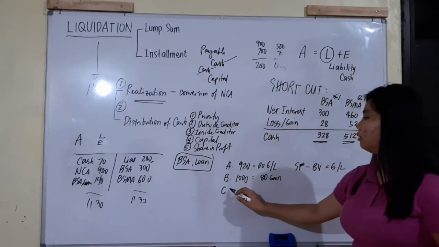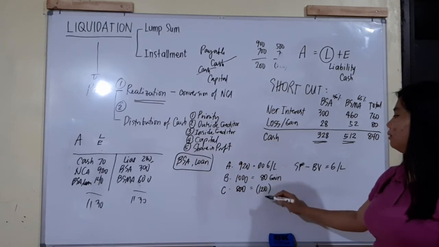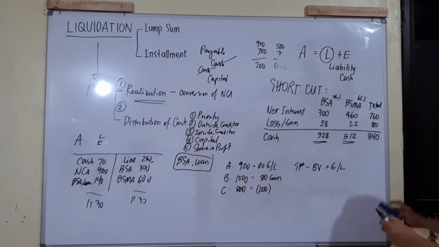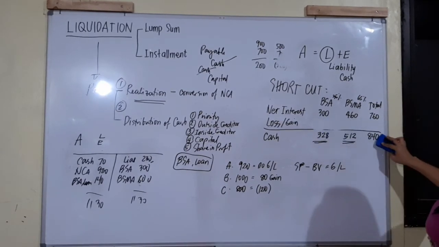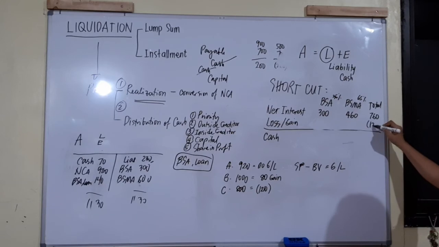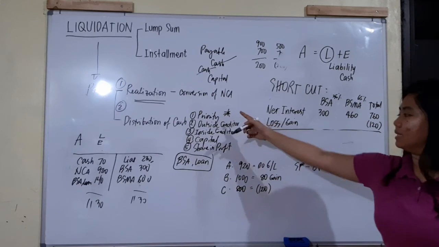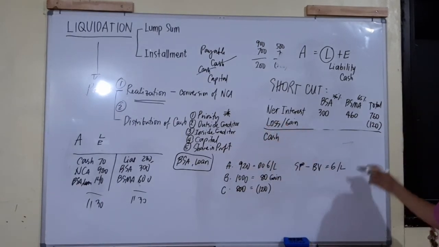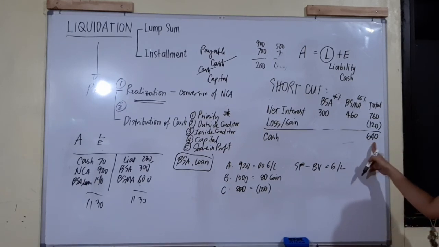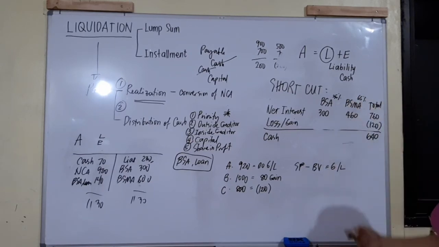Sa case C naman natin, it was sold at 800,000 thereby incurring a loss of 120,000. Okay? So tingnan natin kung pareho ba talaga tayo ng makukuha. So, nagkaroon naman yan ng loss. So, meron kang loss dito na 120 based on your loss on realization. Pag meron ka yan, idagdag mo dito. Okay, 120, therefore, ang ipinamigay natin ay may total na 640. So, 120, hatiin lang natin ulit sa kanilang dalawa.